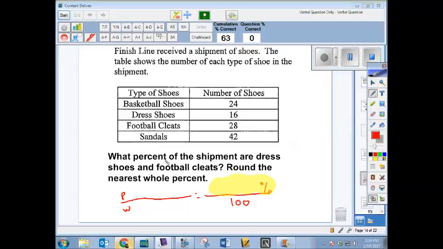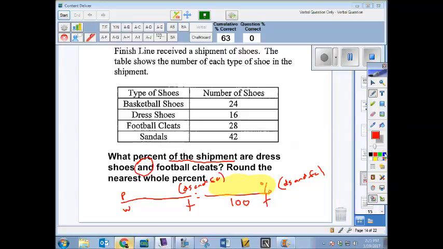Then it says of the shipment are dress shoes and football cleats. So what is this percentage going to be? What's it going to be representing here, guys? Tatum? Dress shoes and football cleats. This is going to be dress shoes and football cleats. See how I'm doing that, guys, with labels? Now, I look up, and then what's my whole going to be? Obviously, it's going to be total, right?